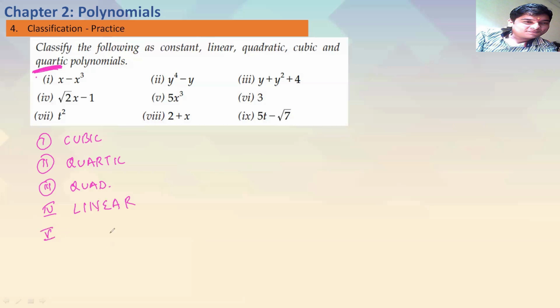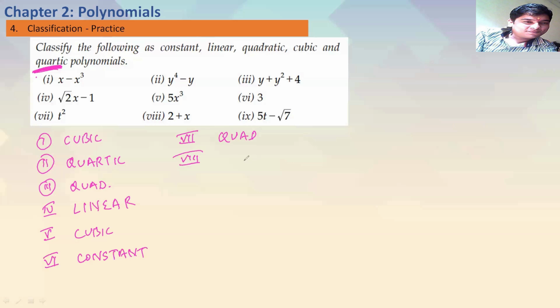Next is cubic. Cubic. Okay. Next is linear. Linear. 6. What is it in 6? 3. Do you see x there? 3 will be a constant. Yes, it is a constant. Okay, what is the next one? T square is linear. Yeah. Quadratic, sorry. Quadratic. Okay, next.